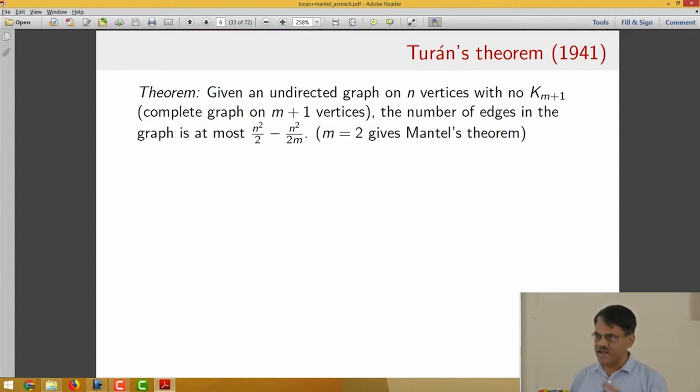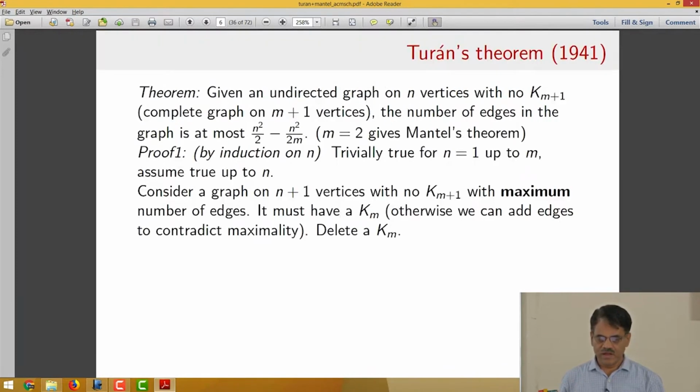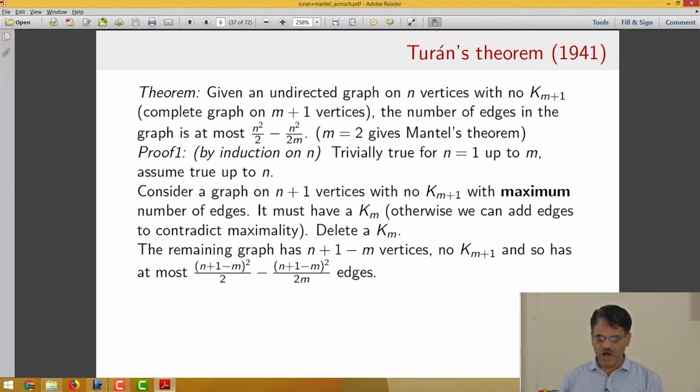So first find a clique on m vertices and delete it. Then the job is done. So always the starting point is where you have to be careful. After that, what you have to do is more or less clear. Consider a graph on n plus 1 vertices with no K_{m+1} and the maximum number of edges. It must have a K_m, delete that. Now the remaining graph has n plus 1 minus m vertices and no complete graph on m plus 1 vertices, so you can apply the induction hypothesis on that.